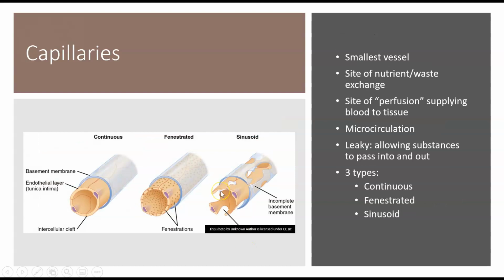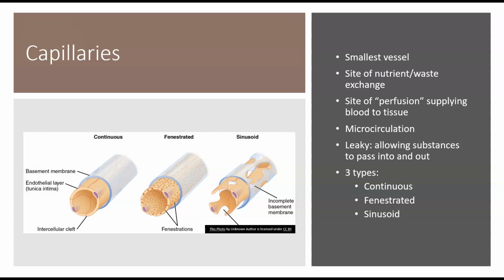Then we get to capillaries, okay? So capillaries will then be the smallest of blood vessels. This is going to be the site of nutrient and waste exchange, also the site of perfusion. And so when we talk about perfusion, we're talking about supplying blood to tissues. Blood that's flowing through capillaries is referred to as microcirculation, because these are so incredibly small.